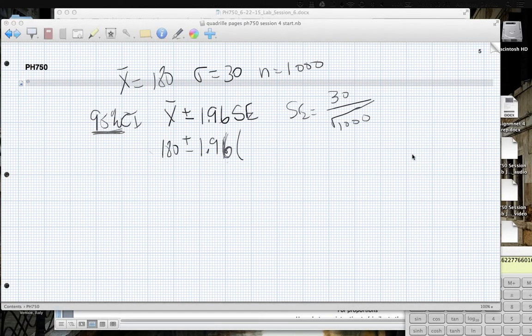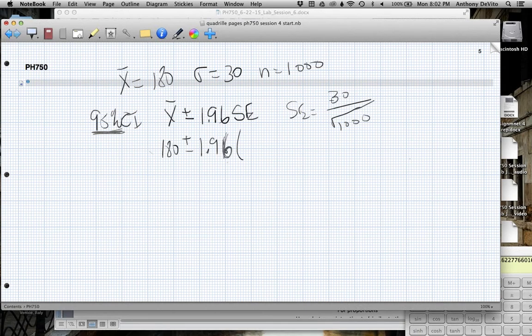Let me just make sure it's muted here still. Okay, so it's 1.96. Standard error is 30 divided by 31.6. What does that come out to? No, 30 divided by 31.6. What's the standard error actually equal to? 30 divided by 31.6 is 0.94. Okay, good enough. 0.95, let's call it. So this would be 0.95, right?